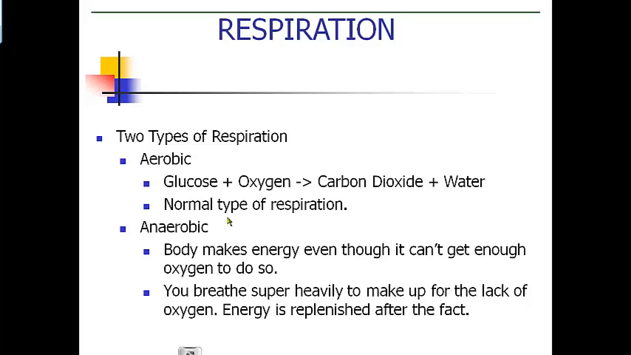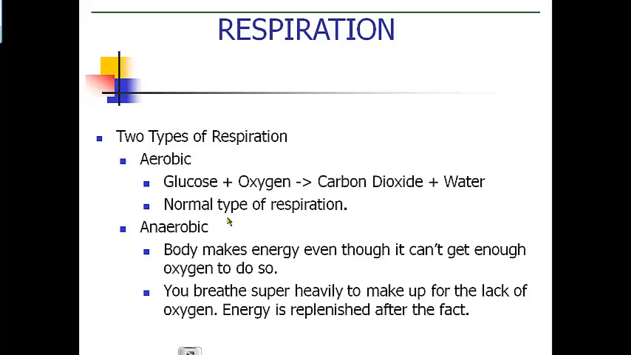Anaerobic respiration usually occurs when you exercise. So for instance, if I'm running a mile, okay, my body doesn't have enough oxygen within it to actually provide enough energy to be able to run that mile if I just breathe normally. So what my body does is it burns off all the oxygen it can possibly get, and then it causes me to start breathing very heavily to replace that oxygen. That's why if you sprint across the field, okay, by the time you get done, you're breathing very heavily.